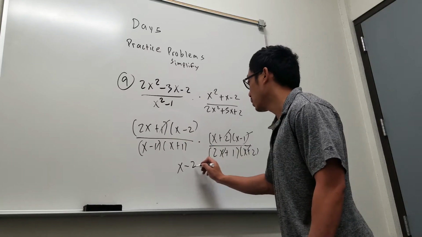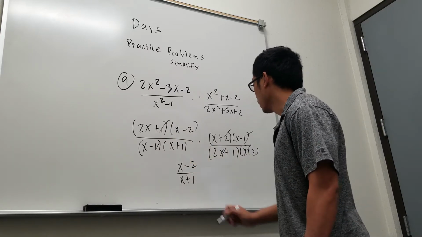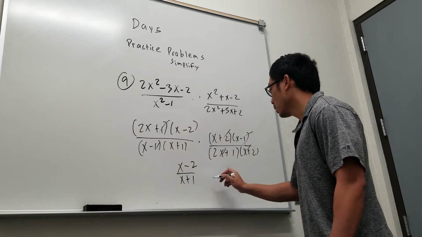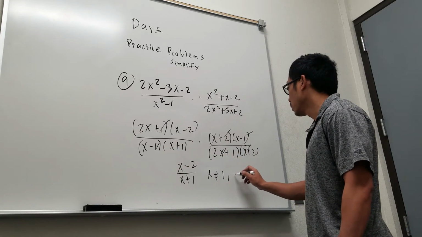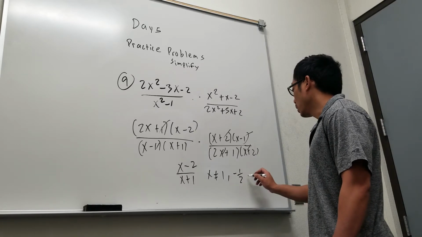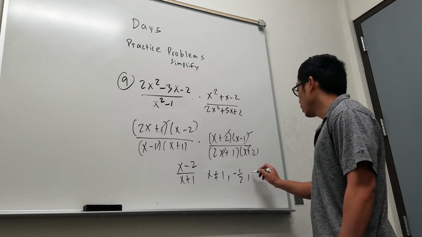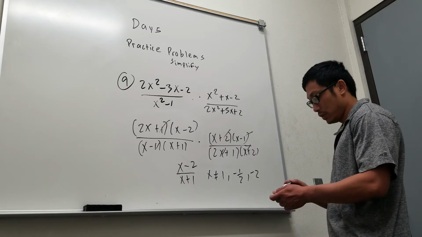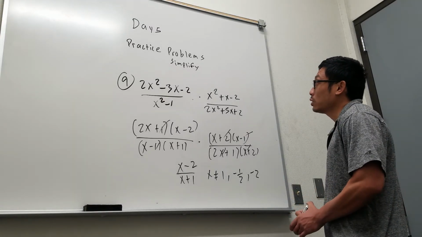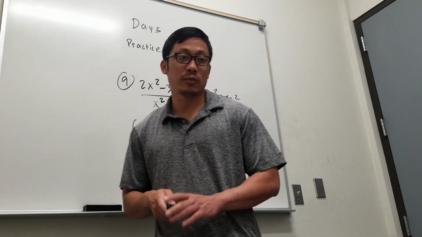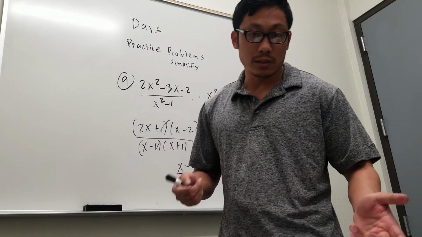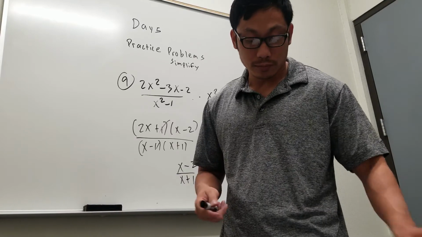This has got to be fun, huh? I don't know, it seems like it's fun. So x cannot equal what? 1, and x cannot equal negative 1/2, and also x cannot equal 2, negative 2. So there you go. That's it for today's lecture. So we practically factor, simplify, multiply rational expressions, and divide rational expressions.